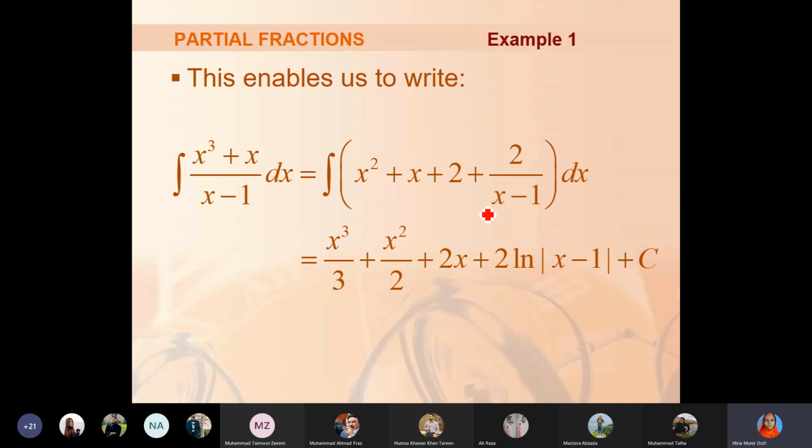Now I will apply the integration. Since integration is a linear transformation, I can do term-wise integration. Integration of the sum of the functions is equal to the sum of the integrations of the functions. That property helped me do this. Integration of x square is x cube over 3, integration of x is x square over 2, integration of 2 is 2x, and integration of 2 over x minus 1 is 2 natural log of x minus 1. We all know how to integrate this. So this is your first step.